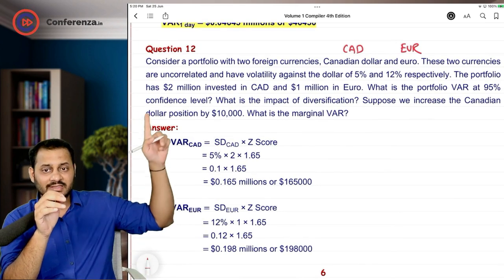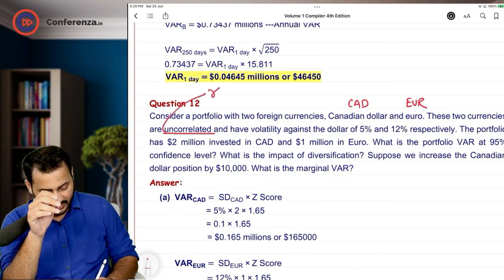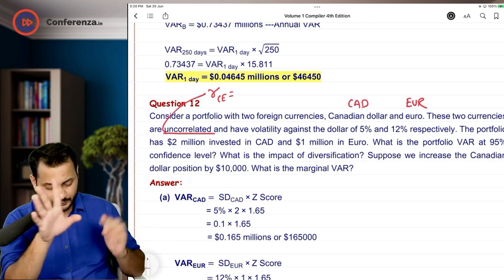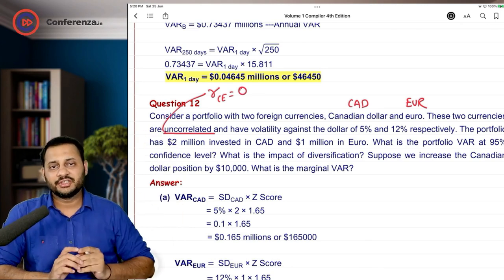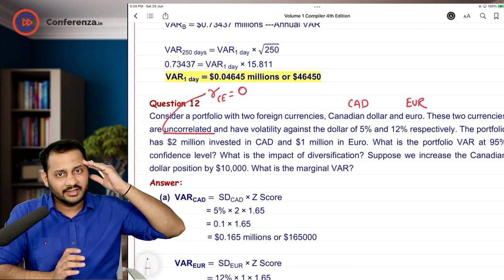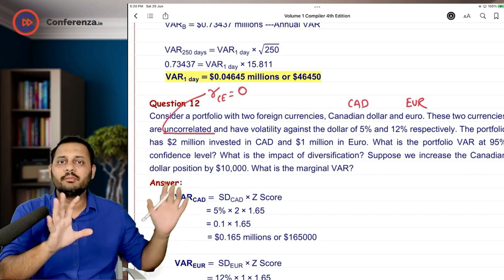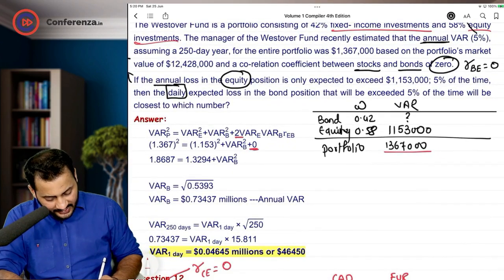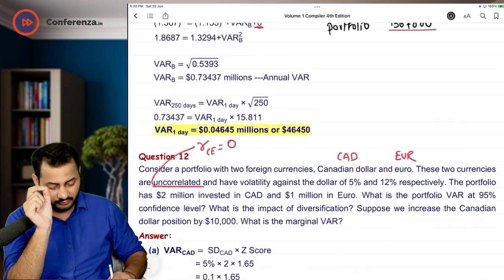These 2 currencies are uncorrelated. Please underline this and mark here RCE, where C means Canadian dollar and E means euro, is 0. If the correlation coefficient is 0, you should clearly get into your mind that the third term will automatically become 0, like it was in this question. This entire part became 0 because of that one uncorrelated figure.